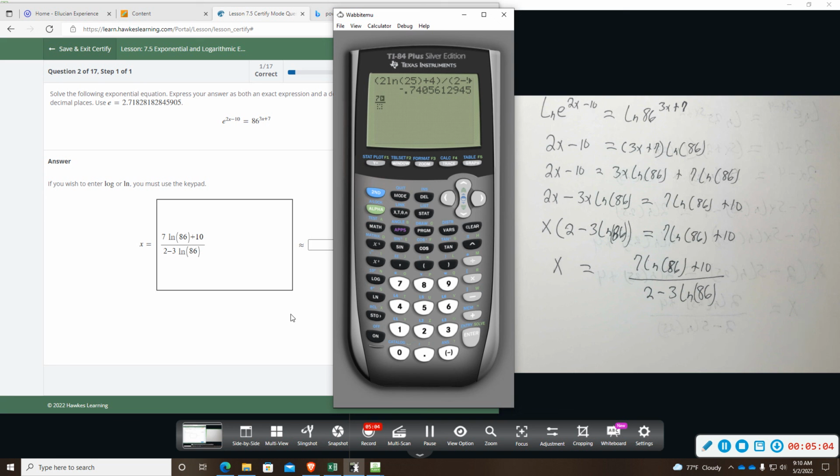I'm going to type it just like I have it here. 7 ln 86 plus 10. 2 minus 3 ln of 86. And we get negative 3.624. The 4 is not 5 or larger, so it'll stay negative 3.62.